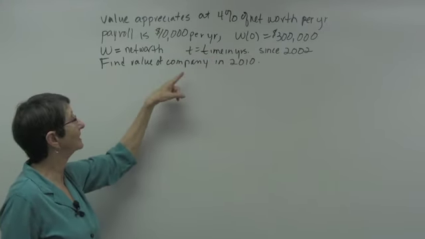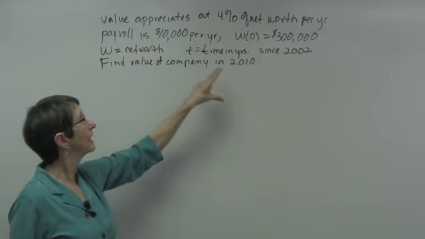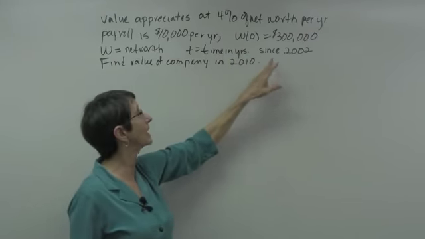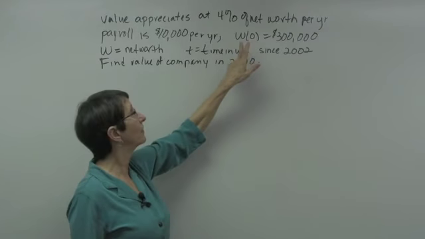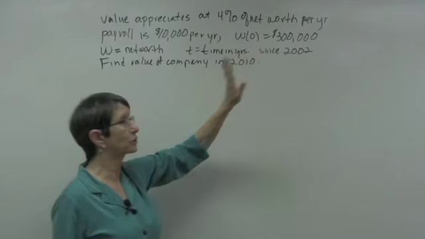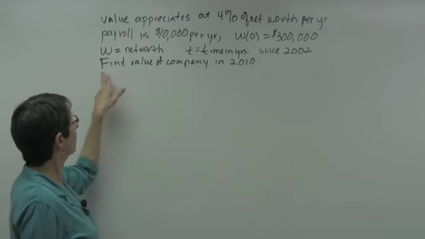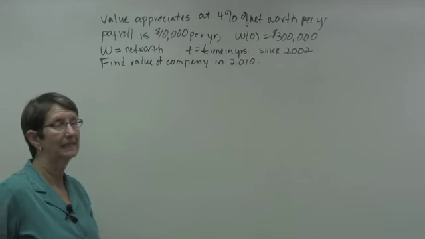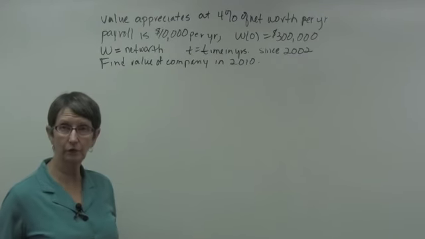The company began in 2002, so we'll consider T as the time in years since that time. So at T equal to 0, the worth of the company was $300,000. This is our initial condition. What we want to do is find the value of the company in 2010. So we have to invent a differential equation.